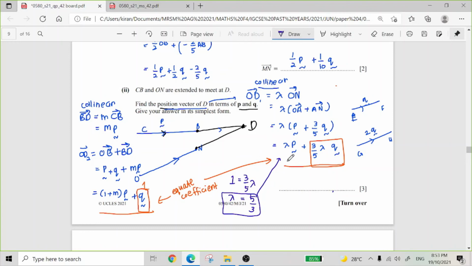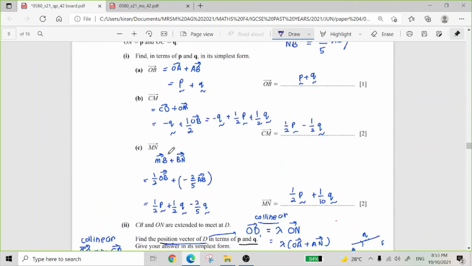Because for the first one we have vector OD in terms of lambda. So we put in lambda here: 5 over 3 P plus 3 over 5 times 5 over 3 Q. Replace lambda with 5 over 3. So we get the vector OD is equal to 5 over 3 P plus Q. So that is the answer for question number 5B2.